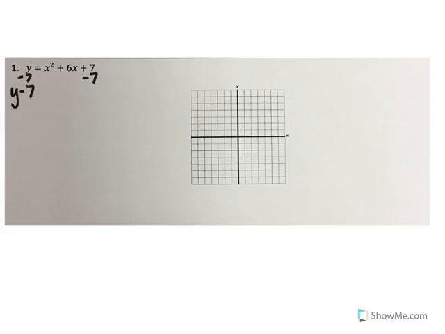Leave a little space. Okay. B is 6. What's B over 2 squared? 3 squared. So I'm going to do plus 3 squared on the left, plus 3 squared on the right.